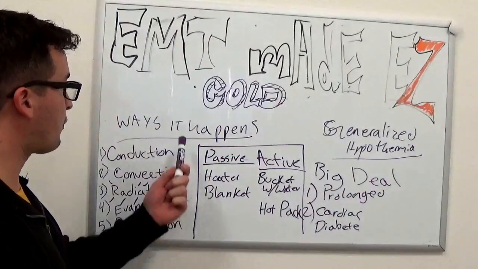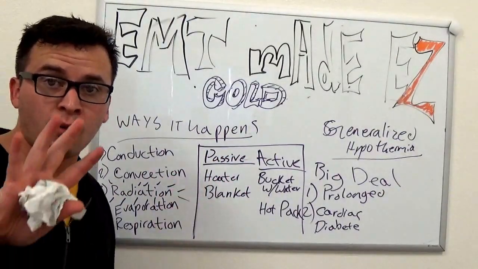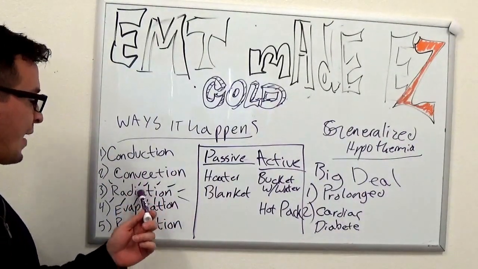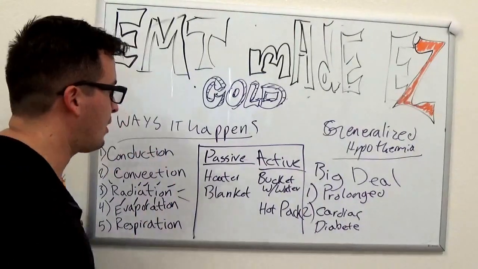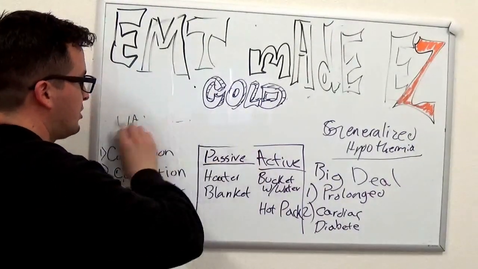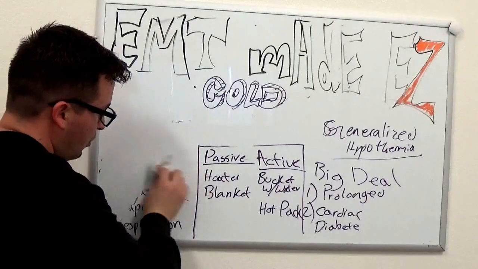All right, let me go get my little eraser and then keep going. So we went over how cold happens. There's 5 ways it happens: conduction, convection, radiation, evaporation, and respiration. So if you have to rewind, go ahead and rewind. So you just kind of pause it, think about it a little bit, and then we'll keep going.